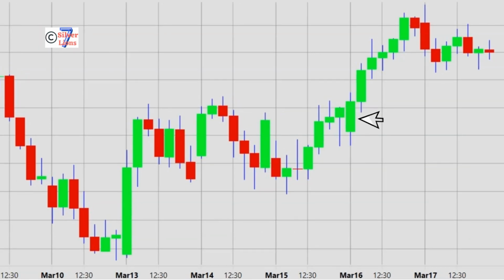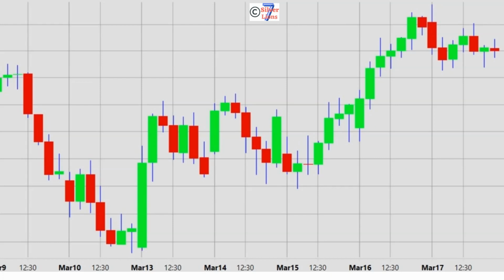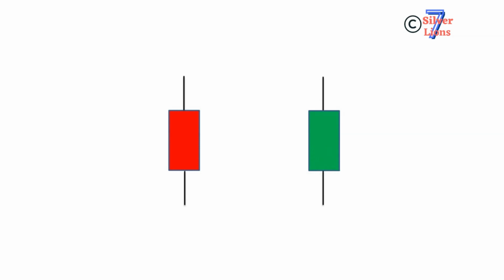A candlestick chart is made of bars. Each bar represents a candlestick which shows open, high, low and close prices for the set time frame. You can set up a chart as intraday, daily, weekly or monthly, based on your trading strategy. Each candle may represent 1 minute, 5 minutes, 1 hour or 1 day depending upon the period of price action you like to see. Let's look at the anatomy of each candle.